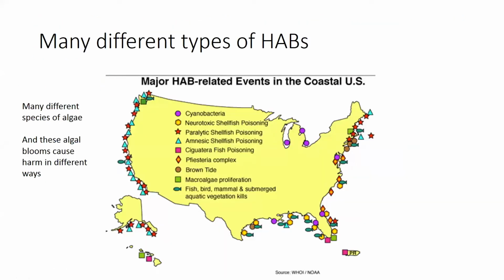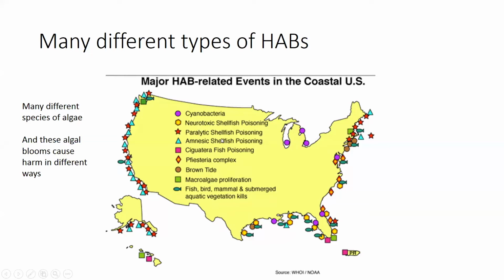And there are many different types of harmful algal blooms that are problems in different parts of the country. And so, like I said, we have cyanobacteria. They're primarily found in the Great Lakes region. Also, you find them in Florida. And then we have different descriptions of the toxin poisonings here in this chart.